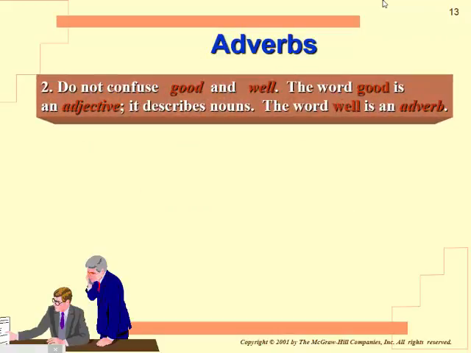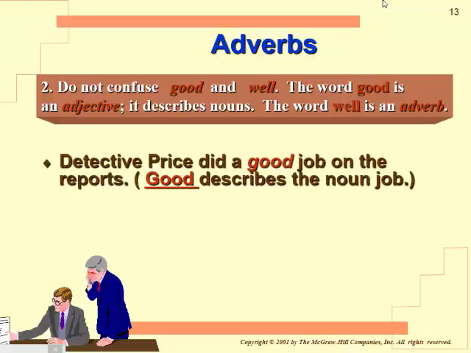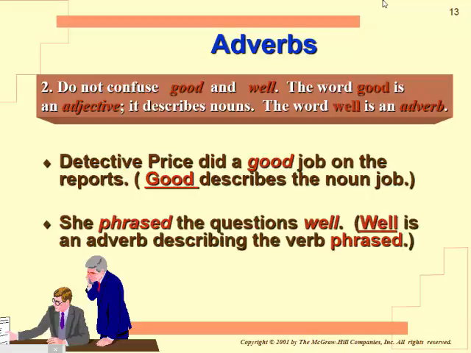Second, do not confuse good and well. The word good is an adjective. It describes nouns. The word well is an adverb. Example: Detective Price did a good job on the report. This means that good describes the noun job. Separate the question: well is an adverb that describes the verb praise.